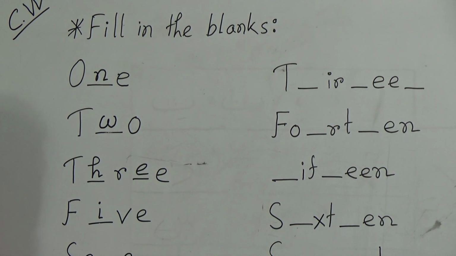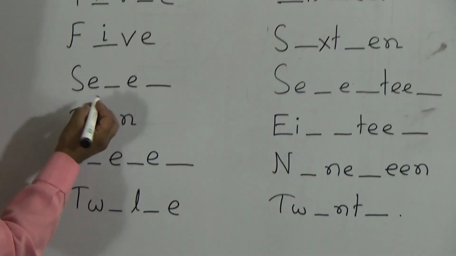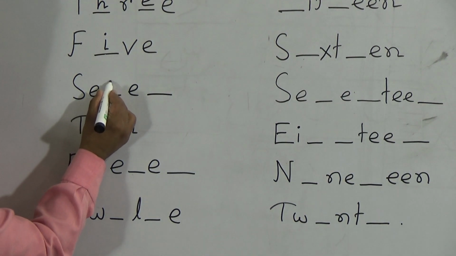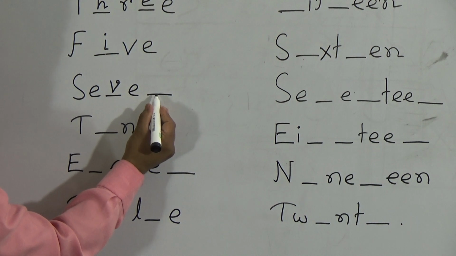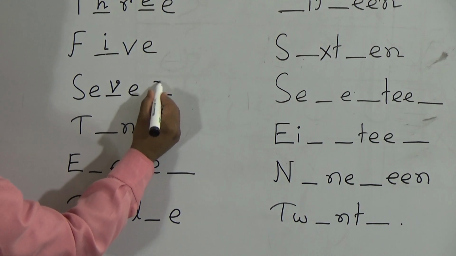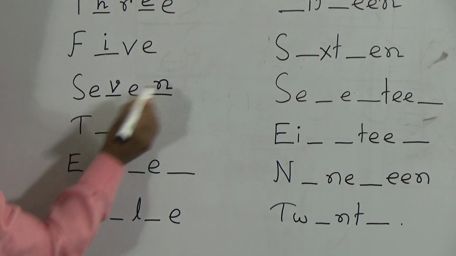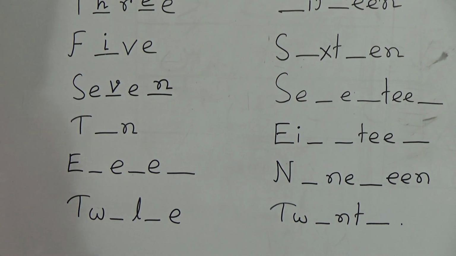The next one is S-E blank E blank. That means it will be 7. S-E-V-E-N, 7. So the first blank of this one should be V, and the second blank should be filled up with the letter N. Then it makes 7, S-E-V-E-N, 7.